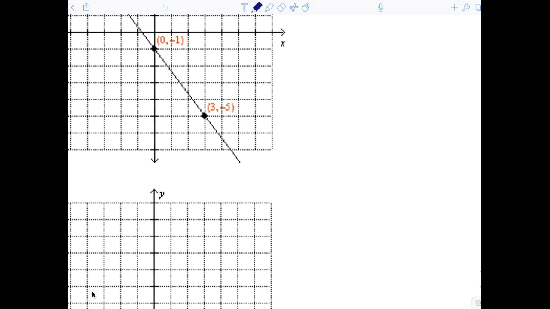For 5, we can do this real quick. I went down a certain amount, and then I went over a certain amount. I went down how many? 4. So the slope is -4/3. Is everybody happy with that?